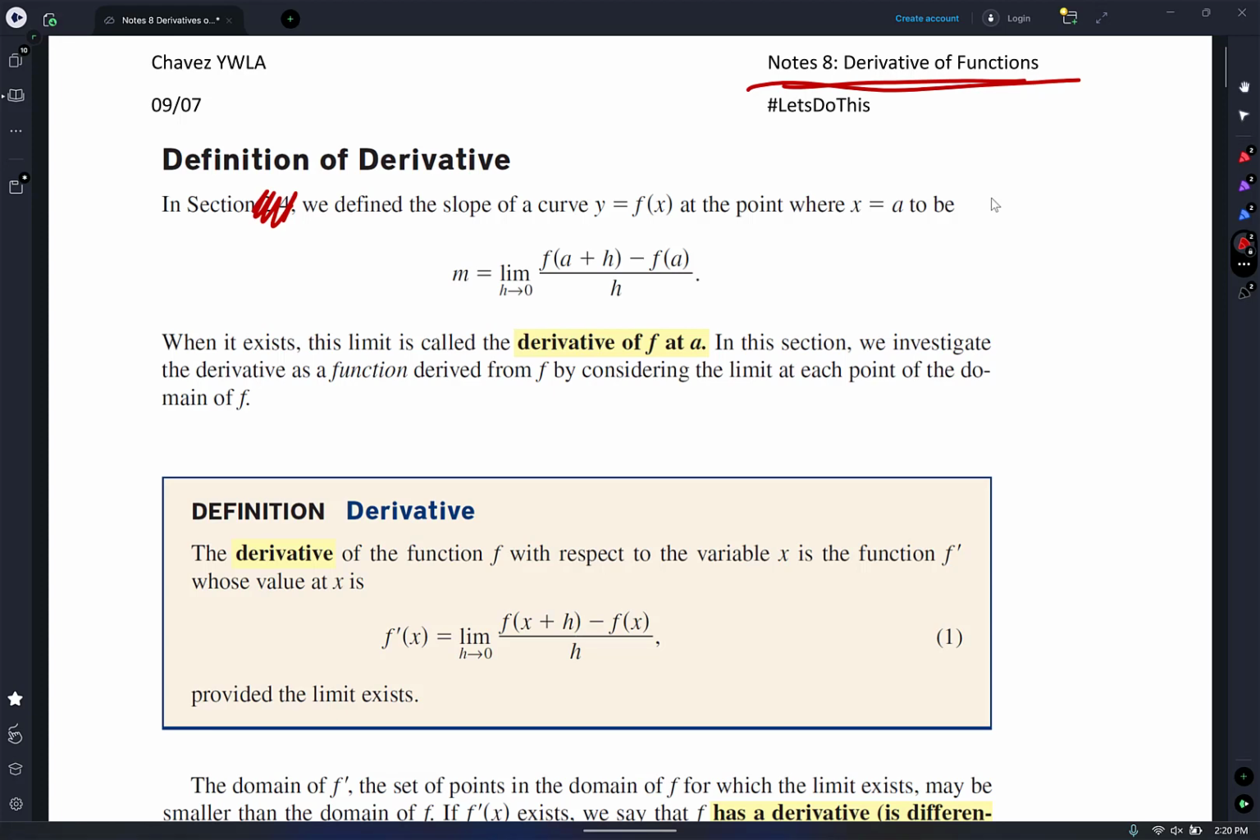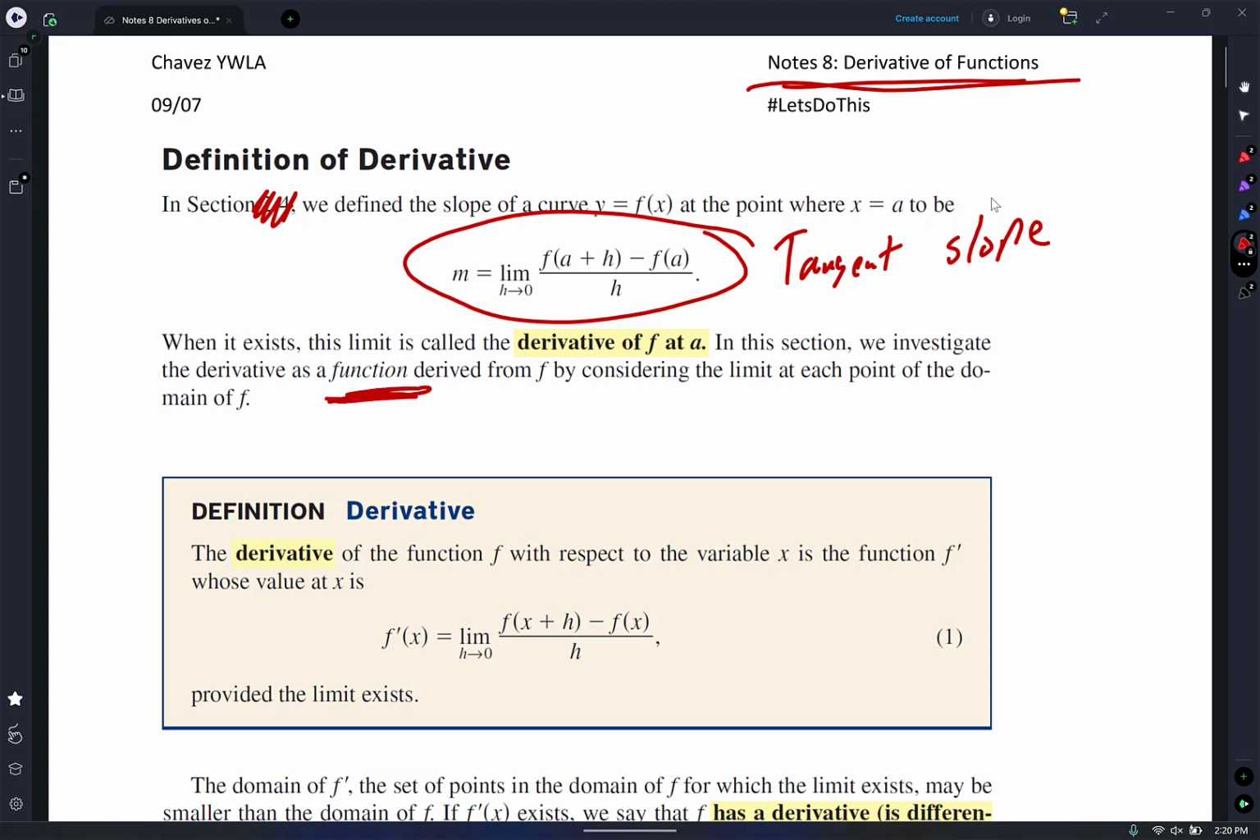We defined the slope of a curve at the point where x equals a to b, and we said that was your tangent slope. When it exists, the limit is called the derivative of f at a. So there it is. In this section, we investigate the derivative of the function derived from f by considering the limit at each point of the domain of f. All that means is we're going to find an expression that describes my tangent slope. That's what it means by we're going to find the derivative of the function. So it has an x in it. That's all it means. Cool or not cool?